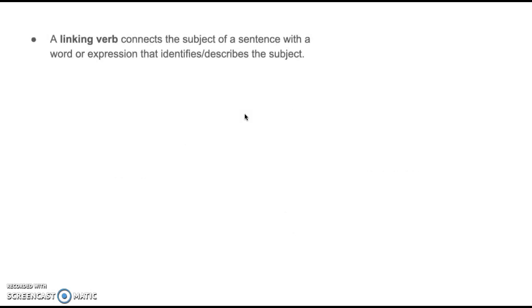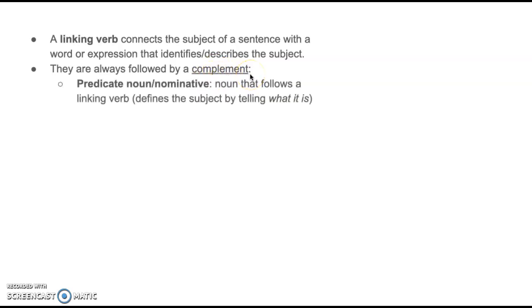Just like the name suggests, they link two things, the subject of the sentence with a word or expression that identifies or describes the subject. They are always followed by a complement. If you have a linking verb followed by nothing, then it is broken. Pay attention. It's a complement with an E, not an I. A compliment with an I is like, oh, you look so good today, whereas a complement with an E is like, you complete me.